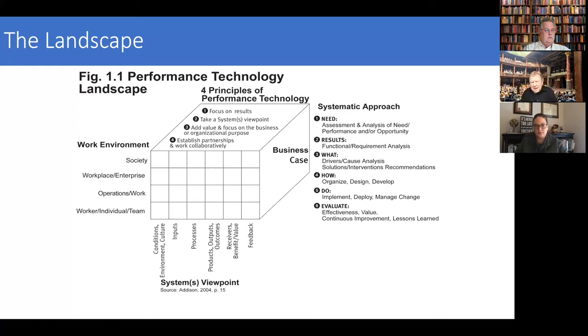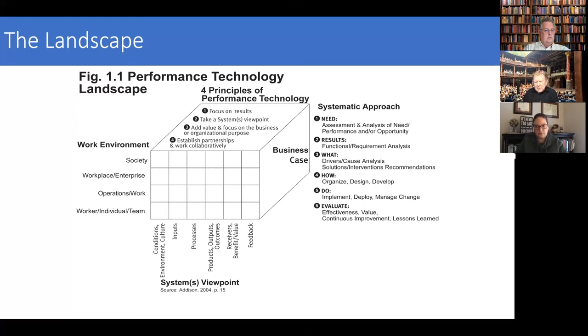Each of them had a systematic approach, a step-by-step procedure. Now, this is just basically the foundation, but if you look at all the different people out there talking about it, they may not call them the same thing, but they have a systematic flow of what they did. Everything from identifying the need to what the results were, what they were going to do, how they were going to do it, what they did, and how to evaluate it.